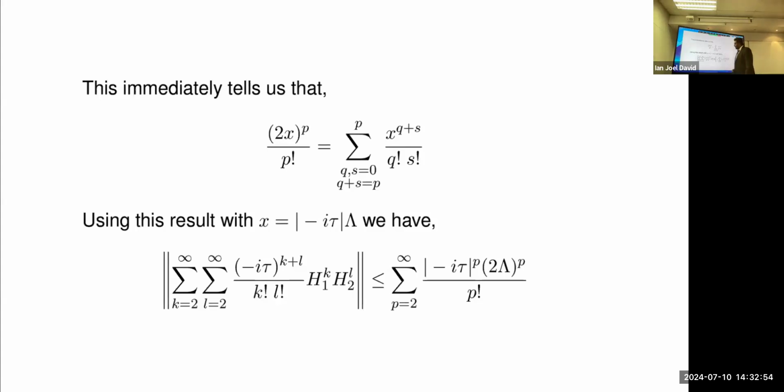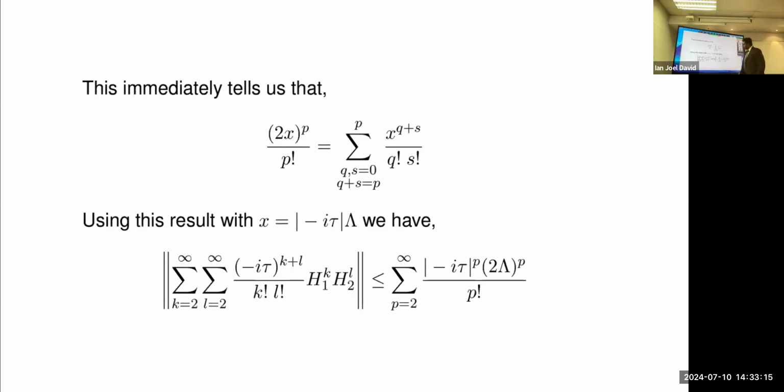Is it clear? Okay. And then if we use this result, with x as the absolute value of minus i tau times lambda, we get the following bound for the second term in the difference of our first order Childs-Suzuki product formula and the time evolution operator for a small time step tau.